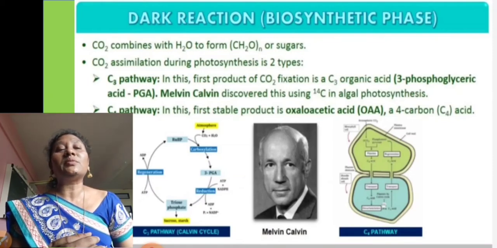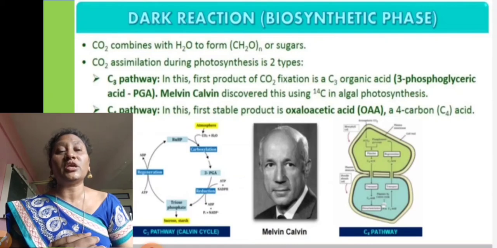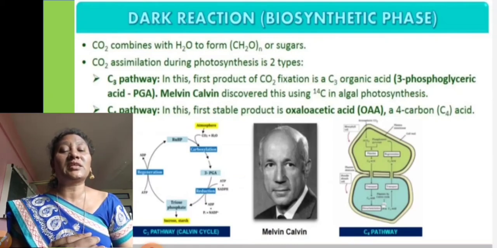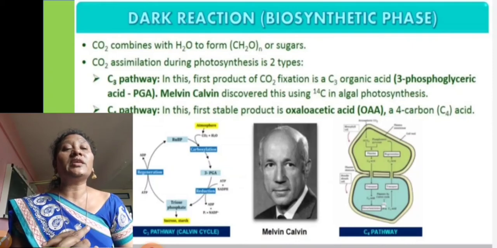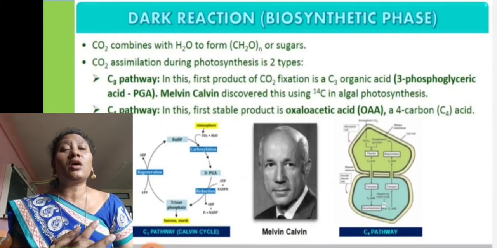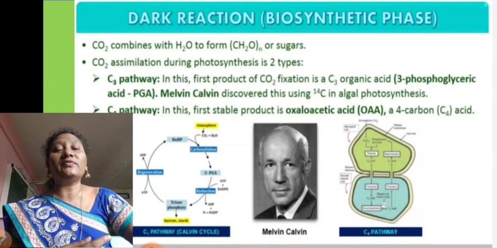Carbon dioxide assimilation during photosynthesis is of two types. The first is the C3 pathway, in which the first product of carbon dioxide fixation is a C3 organic compound, 3-phosphoglyceric acid, or 3-PGA. This was discovered by Melvin Calvin, which is why it is also called the Calvin cycle. He discovered this using 14C in algal photosynthesis. In the other pathway, the first stable product is oxaloacetic acid, OAA, a 4-carbon C4 acid.